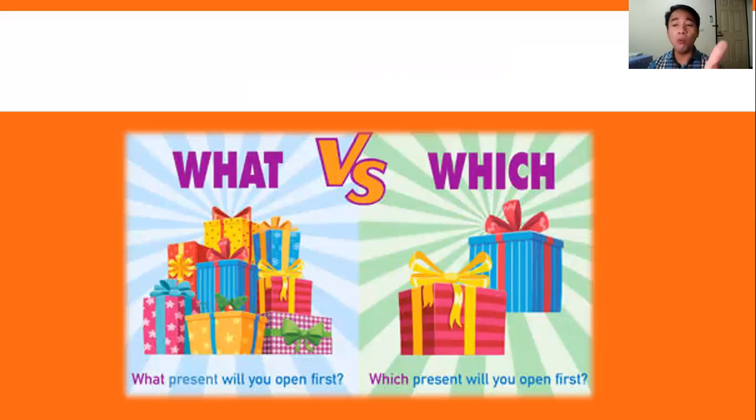Like for example, this is what? Look at the picture. There is no selection. What present will you open first? So there's a lot of gifts, no? Like for example, which? So in which you're going to ask a choice. Which present will you open first? So there are two options for you to open: the color blue gift or the color pink gift. So which one will you open first? So that is the difference between what and which.